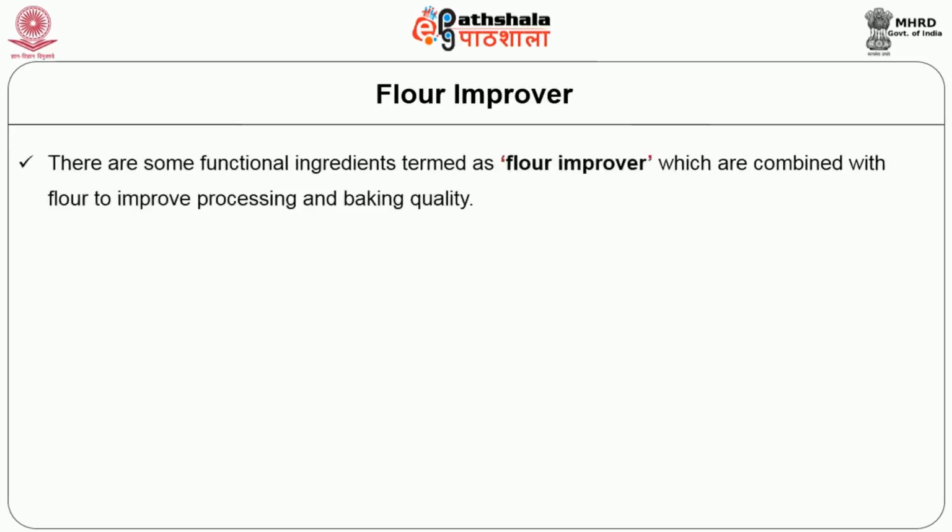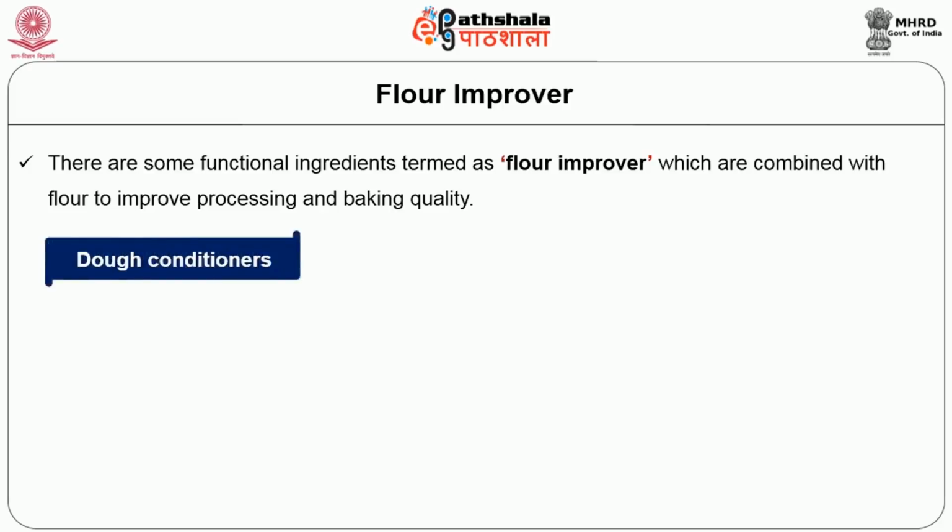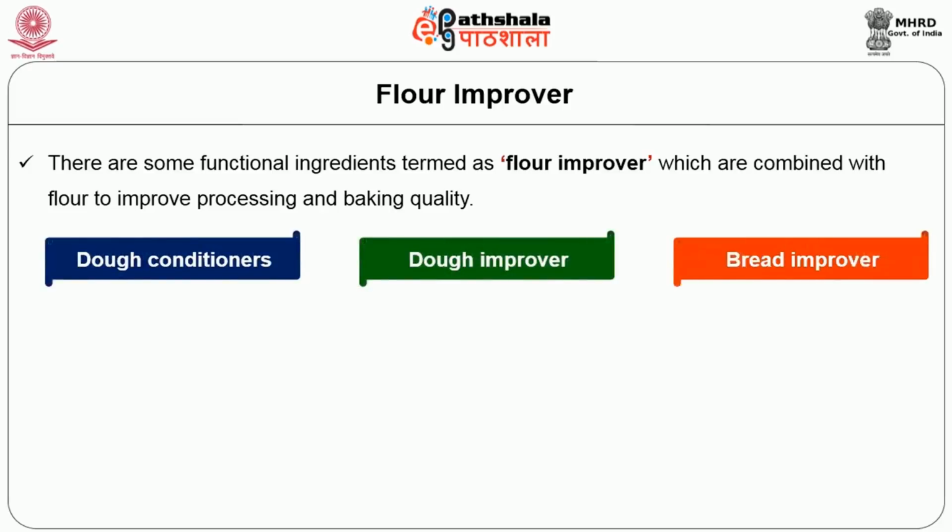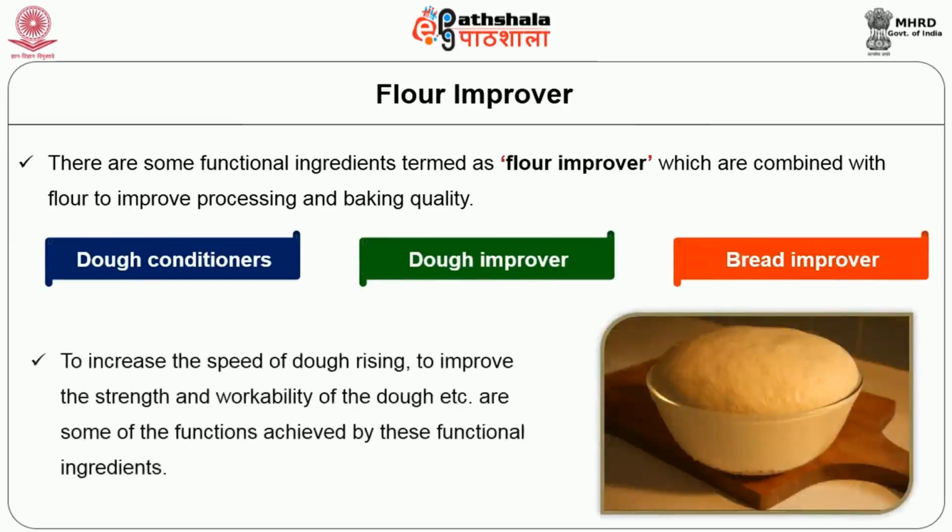There are certain flour improvers which are used in the baked products, and these are combined with flour to improve the processing and baking quality. These are also called dough conditioners, dough improvers, and bread improvers. To increase the speed of dough rising, to improve the strength and workability of the dough, etc., these are some of the functions achieved by these functional ingredients.